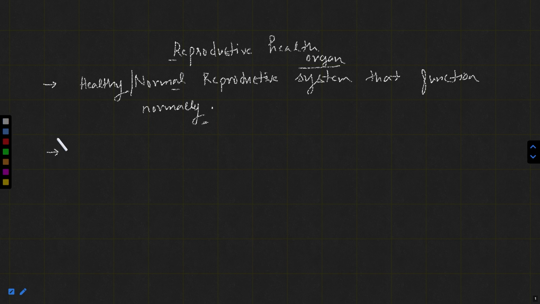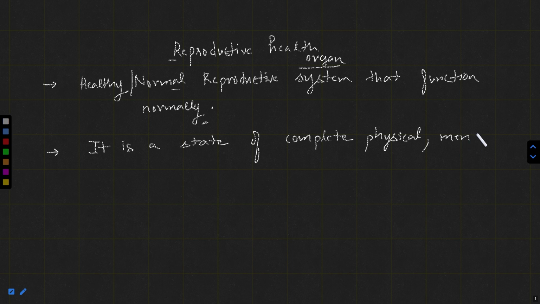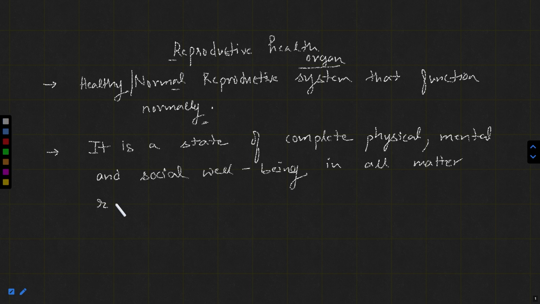What is the complete definition of reproductive health? We can say it is a state of complete physical, mental, and social well-being in all matters related to the reproductive system. Clear? So this is reproductive health.